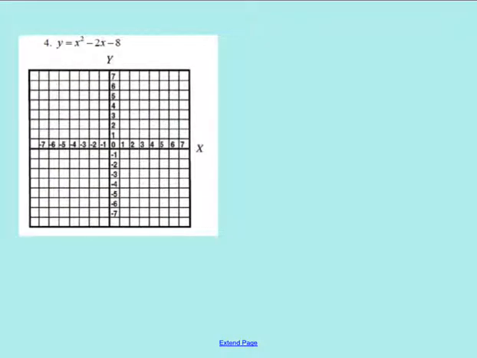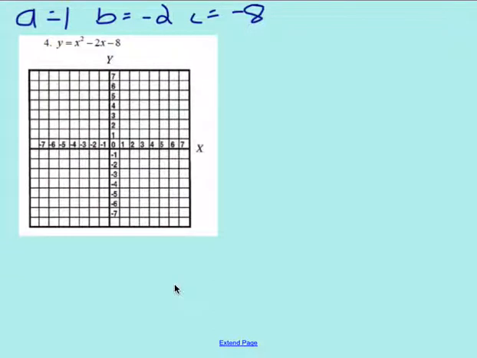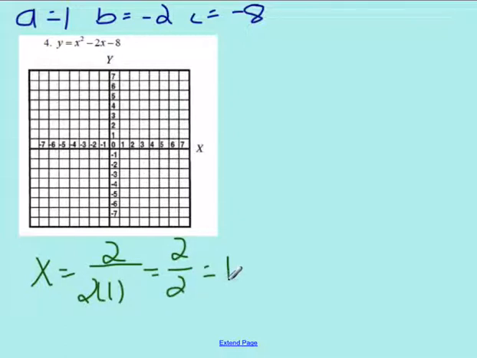So when we do this out, we have our A is equal to 1, our B is equal to -2, and our C is equal to -8. So now we want to calculate this out. For the x-coordinate of our vertex, we do the opposite of B over 2 times A. Well, 2 times 1 is 2, and 2 over 2 is 1. So now I'm just going to make my table, and I have my x-coordinate is 1.